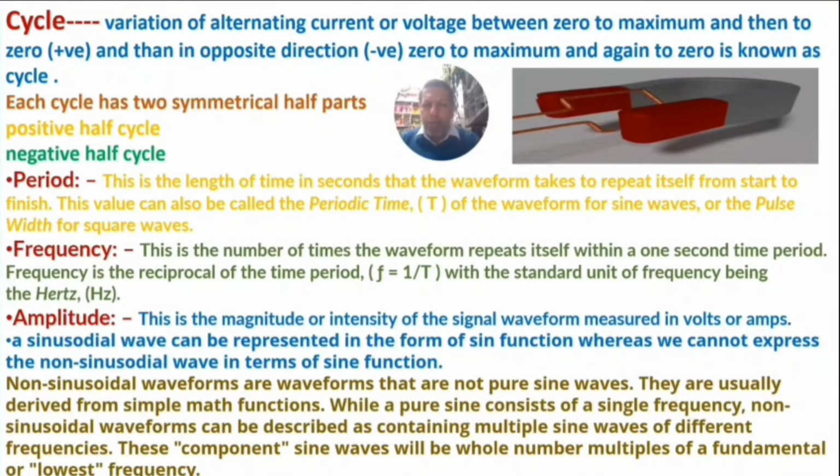A sinusoidal waveform can be represented in the form of a sine function, whereas we cannot express a non-sinusoidal wave in terms of a sine function. Non-sinusoidal waveforms are waveforms that are not pure sine waves. They are usually derived from simple math functions, while a pure sine consists of a single frequency. A non-sinusoidal waveform can be described as containing multiple sine waves of different frequencies. These components of sine waves will be whole number multiples of a fundamental or lower frequency.